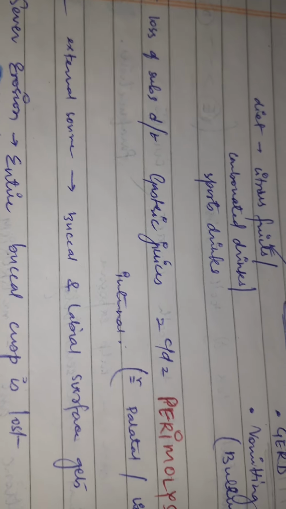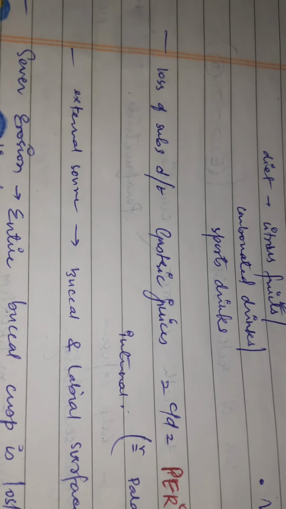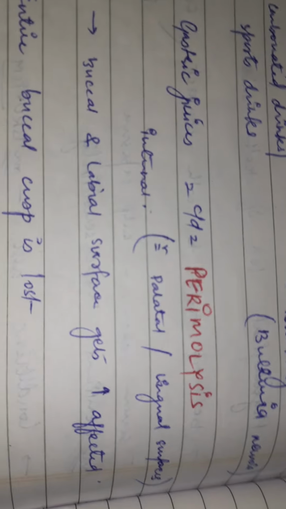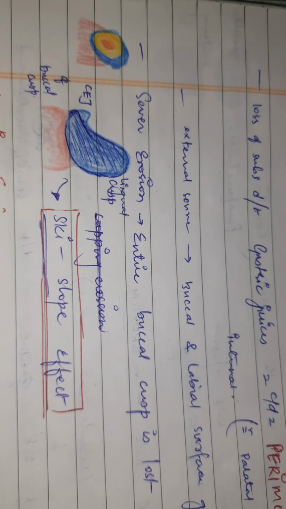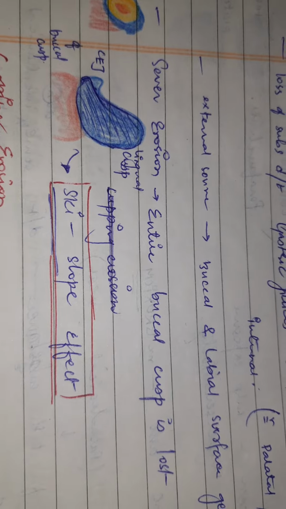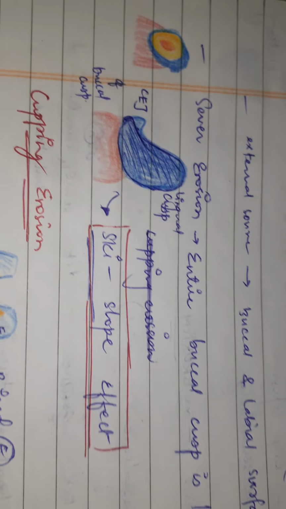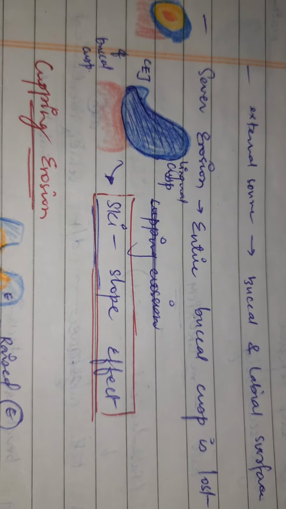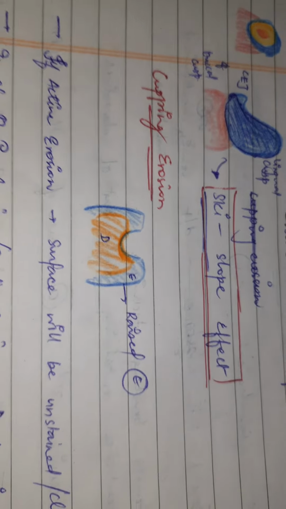Okay, loss of substance due to gastric juices is called perimylolysis, internal, on palatal or lingual surfaces. Now you can imagine how palatal and lingual surfaces are destroyed in internal, GERD, or vomiting cases. In severe cases of erosion, the entire buccal cusp is lost, and this is known as the ski slope effect.